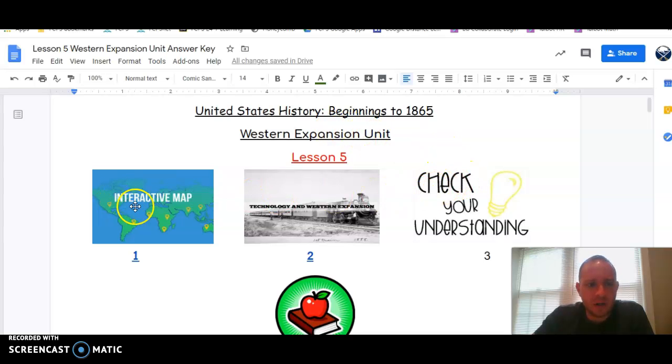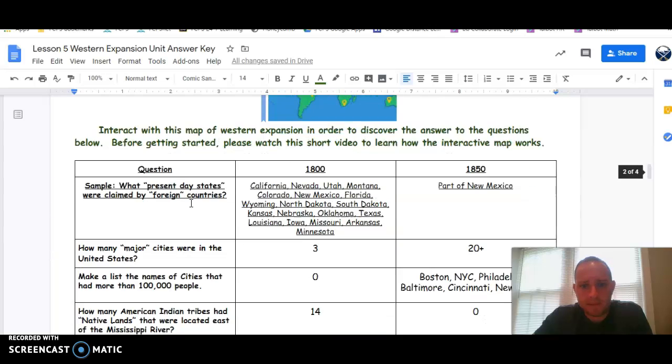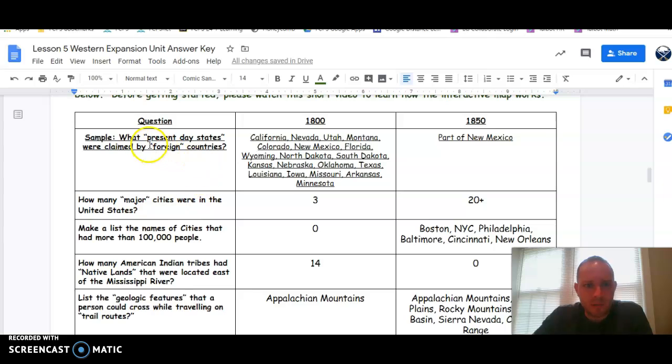I'm going to start by going over the interactive map. I thought this was a pretty cool tool. So the present day states that were claimed by foreign countries, in 1800 we had a very long list of states. Probably took you a while to look at all those on the map. And then for 1850 we just had part of New Mexico. So over this time, the United States kind of kicked all the other countries that claimed land out. They got out of their way. You remember that was all part of the plan, because of the Monroe Doctrine. James Monroe, the United States government wanted nobody interfering with their growth as they tried to move westward.